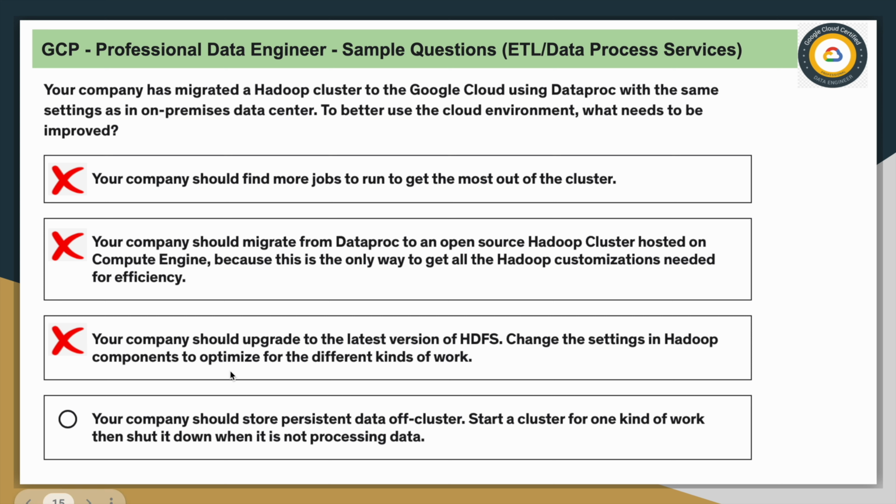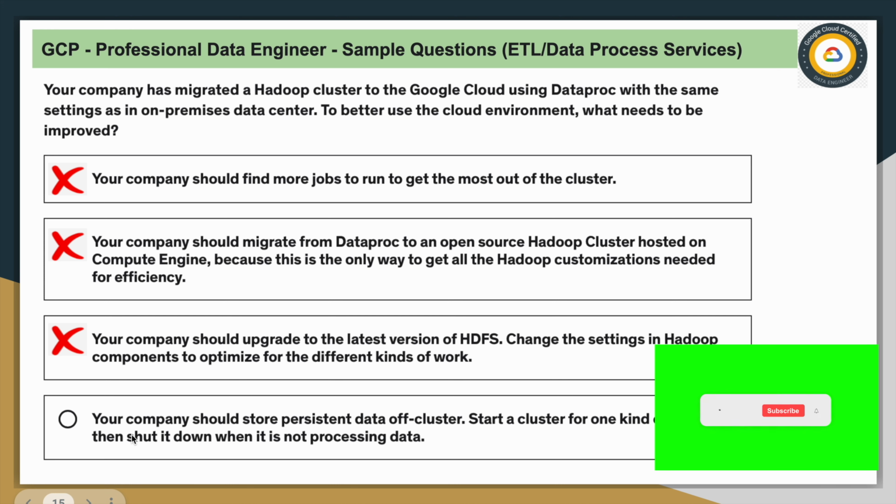Now we'll go to the fourth. This would be the correct answer. Your company should store persistent data off cluster, start a cluster for one kind of work, then shut it down when it is not processing data. Because in order to save cost when you are not using this cluster, you need to shut it off. When you switch off this cluster, you should not have the processed data inside your Dataproc cluster. Instead, you will have to store the data in some other storage service. Usually we prefer Google Cloud Storage. So this is the best practice. That is why this is the correct option for this question.